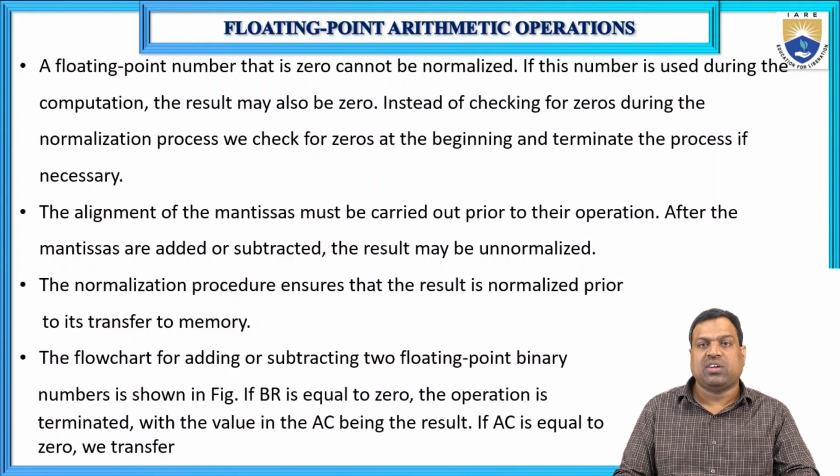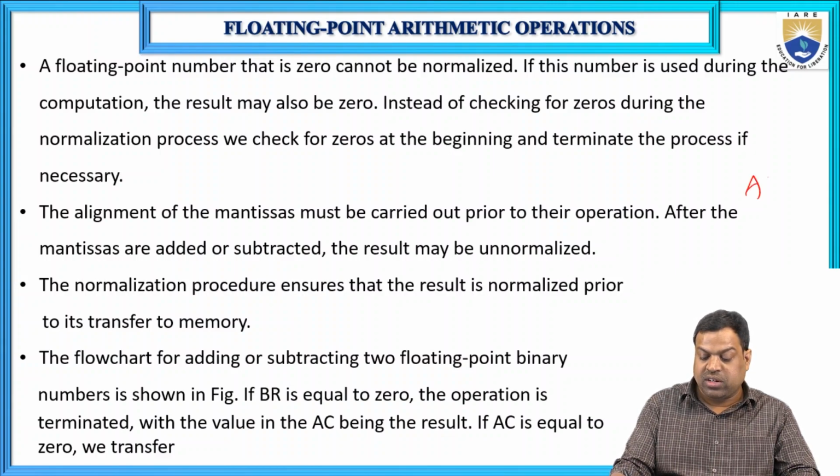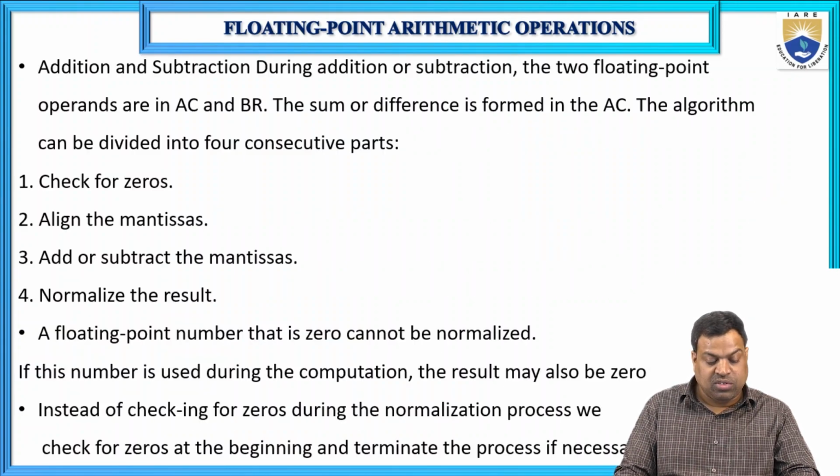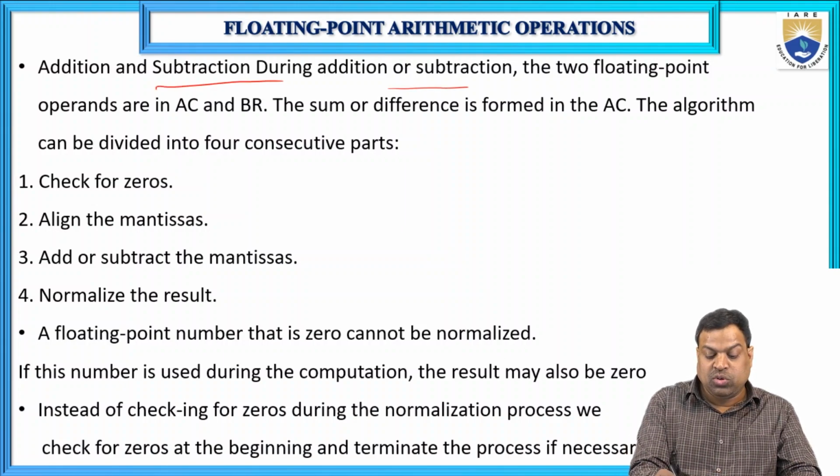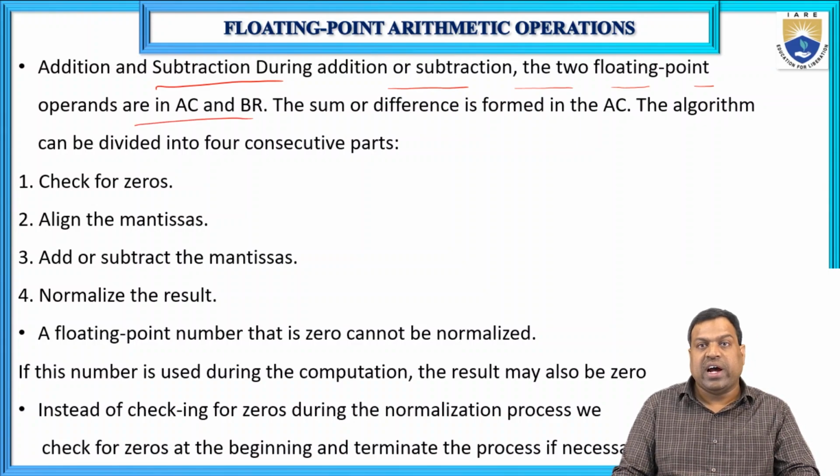After the mantissas are added or subtracted, the result may be unnormalized. The normalization procedure ensures that the result is normalized prior to its transfer to memory. The flowchart for adding or subtracting two floating point binary numbers is shown in the figure below. We have to take the accumulator and BR. The accumulator is equal to 0 when we are transferring that value. During addition or subtraction, the two floating point operands are in AC and BR.